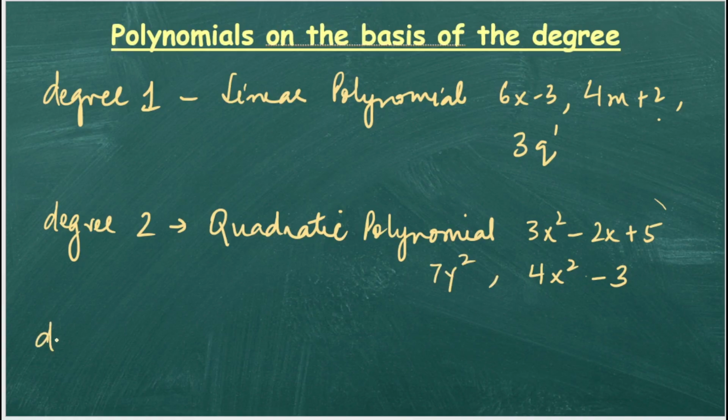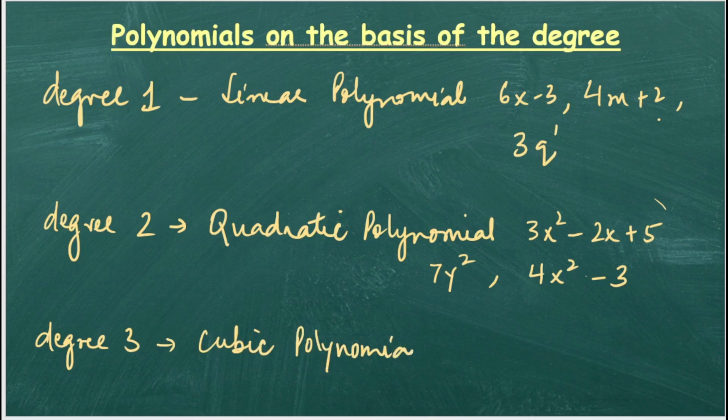And then the degree 3 polynomial is called a cubic polynomial. Okay, so if the highest exponent is 3, it's called a cubic polynomial. For example, just 7m cube, it's a cubic polynomial. Then 4m cube minus 3m square plus 2, that's it. It's a cubic polynomial. The highest exponent should be 3. Rest of the terms we do not care. Okay. So this is called a cubic polynomial.